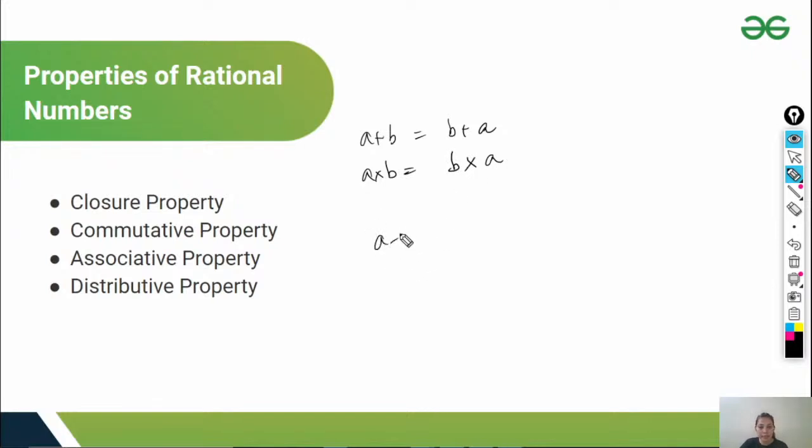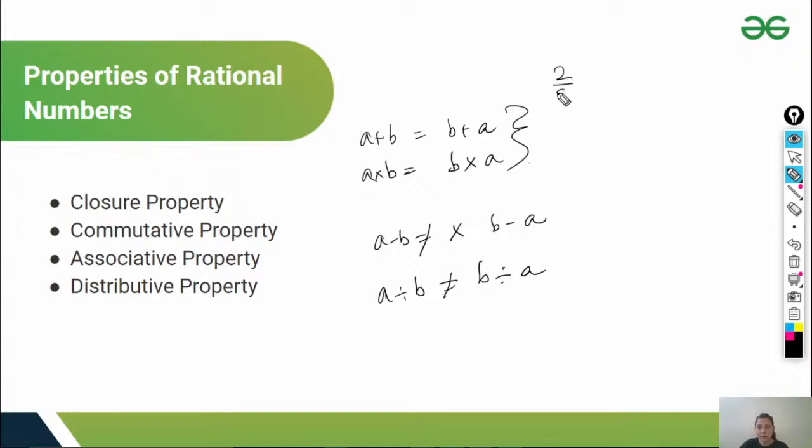But a minus b could not be written as b minus a. It's not equal, and again a divided by b would not be equal to b divided by a. So the commutative property follows, as we know, in addition and multiplication. Let us check in rational numbers.